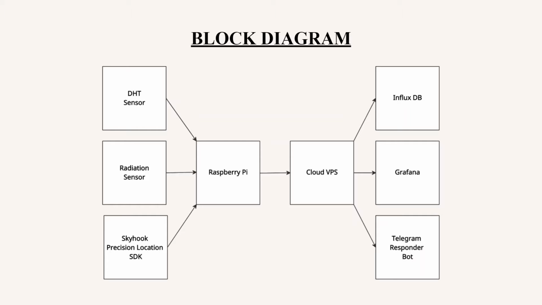So this is the block diagram of our project, wherein we have the DHT sensor and radiation sensor as the hardware input components, and the Skyhook Precision Location Software Development Kit is the software input component. The Skyhook Precision Location module is used to determine the location without having to use a GPS module. These three modules are connected to the Raspberry Pi, where the Raspberry Pi fetches the readings from these sensors and then pushes them to the InfluxDB instance that I've hosted on a cloud VPS, and Grafana is used to visualize the readings.